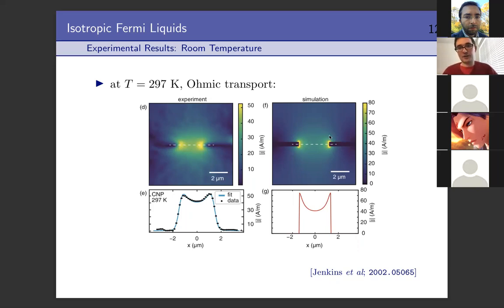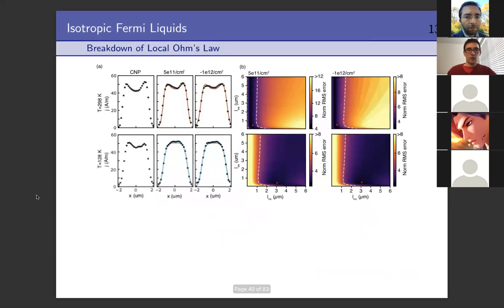If you try to now compare this with a theoretical model, this is actually the theoretical prediction. The current actually is very, very tightly wrapped around the edges of the constriction. But that 150 nanometer smearing that we mentioned actually muddles this picture quite a lot. Nevertheless, you can see that there are 2 very clear peaks, confirming that we are in a local diffusive regime.